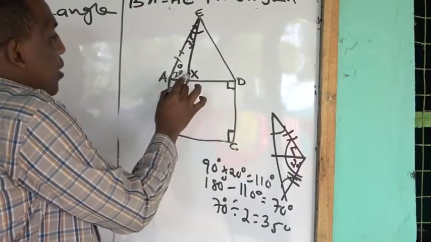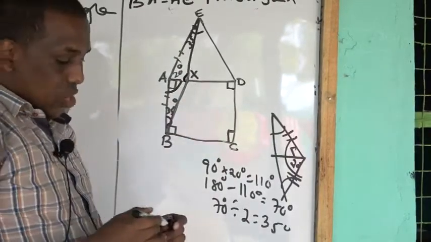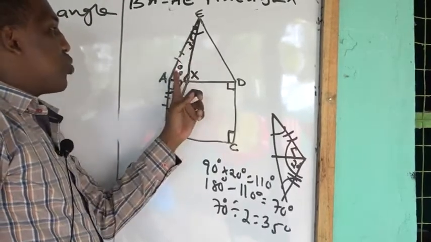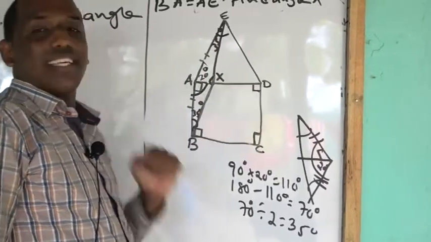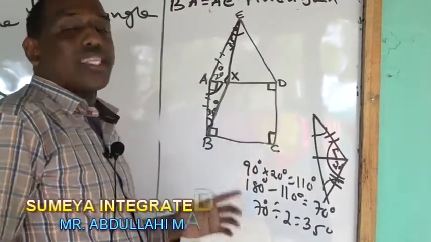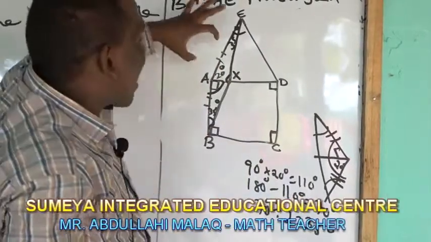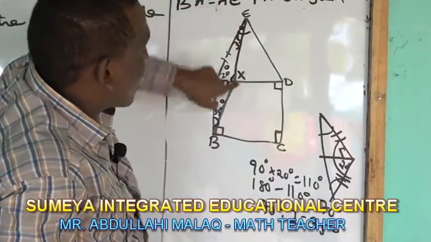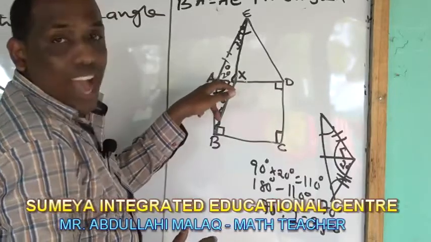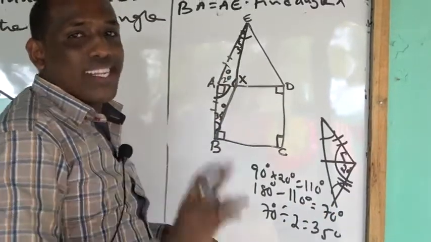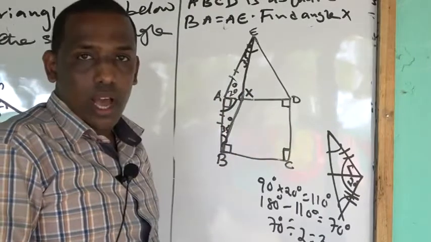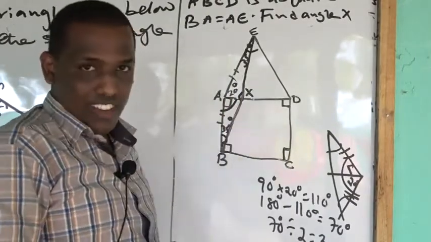Before we get angle X, there are two ways we can get it. One, we add 35 plus 20, and you will get X directly. Why? Because the sum of the two opposite interior angles is equal to one exterior angle. You can say 35 plus 20, you will get 55 degrees, so that angle is 55 degrees.